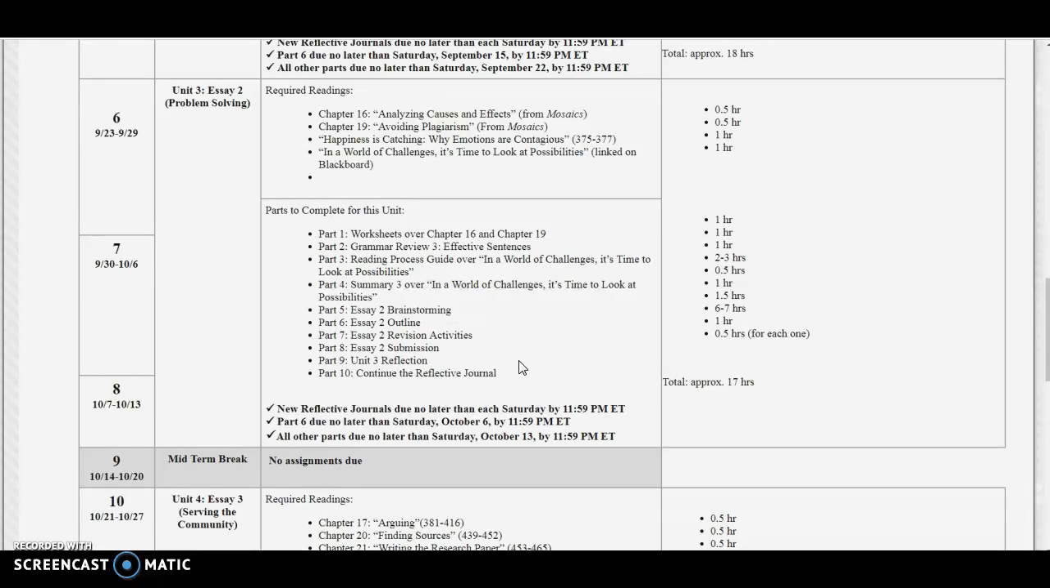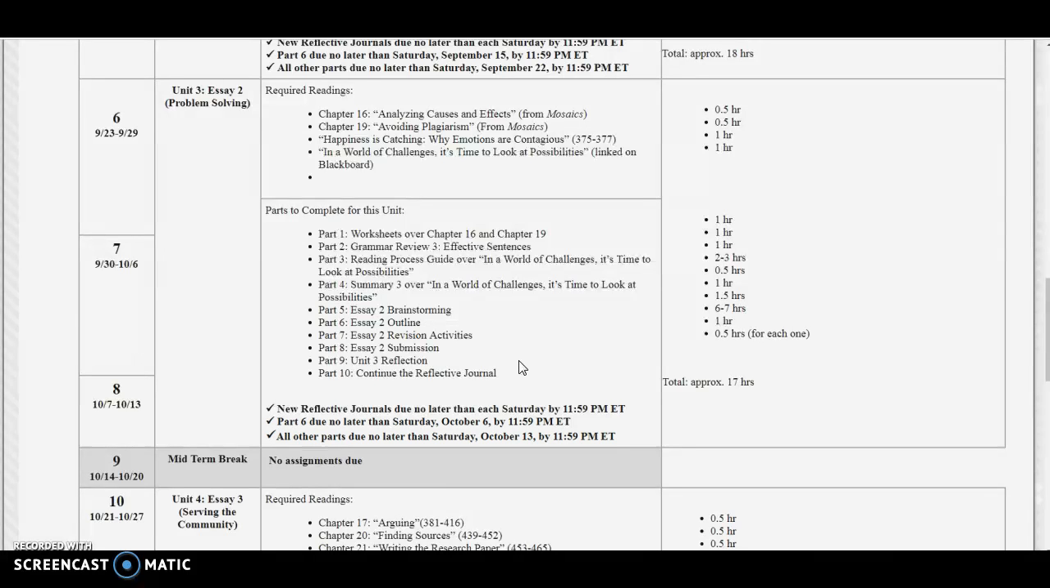And so I have them read this article, In a World of Challenges, It's Time to Look at Possibilities. And also the article, they have a much smaller assignment over it, but the idea, Happiness Is Catching: Why Emotions Are Contagious. I want them to definitely think about both of those ideas so that they're thinking in a much more positive way, not a defeatist way, towards the issues of the world. And so again, same idea. They do the reading process guide over the article, In a World of Challenges, It's Time to Look at Possibilities. That's doing brainstorming for the essay assignment, even if they don't totally realize it.